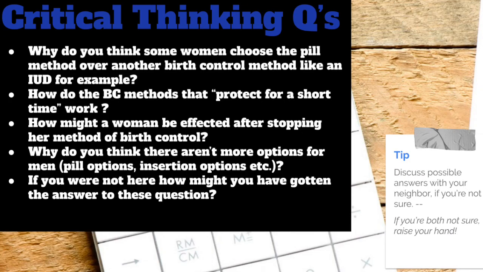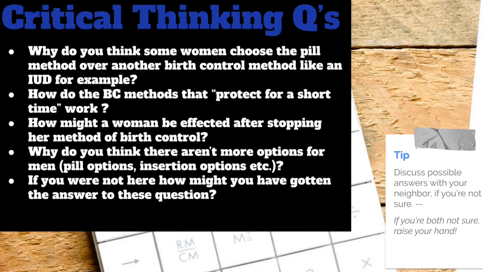Now that we've completed our skill building game, I want to ask some questions to get you thinking critically. Why do you think some women choose the pill method over another birth control method like an IUD, for example? How do the birth control methods that protect for a short time work? How might a woman be affected after stopping her birth control method? Why do you think there aren't more options for men, like pill options or insertion options? And lastly, if you are not here, how might you have gotten the answers to these questions?